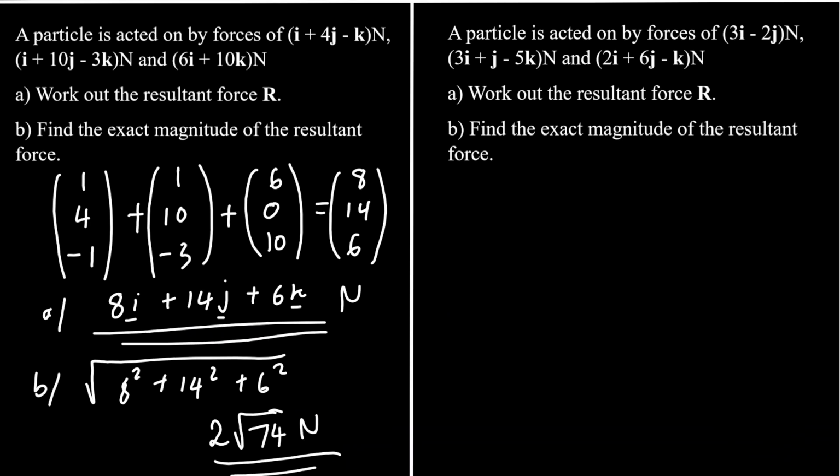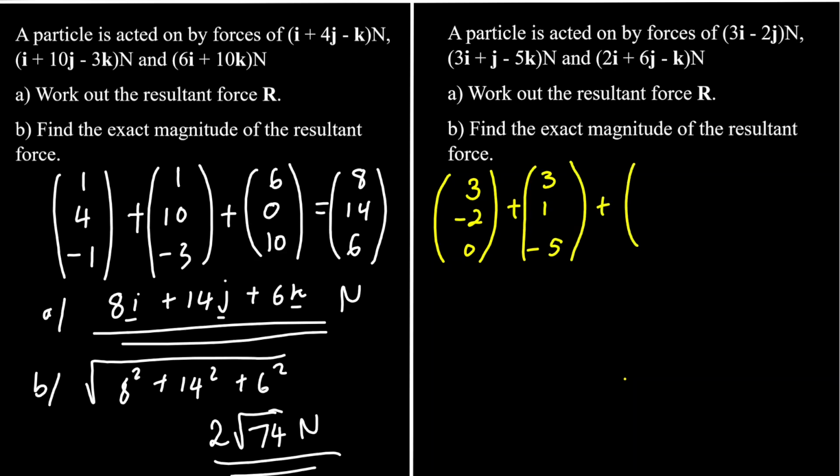One for you to try, see if you can give it a go. So we're working out the resultant force, so add all the forces together. The first one, we've got 3, -2, 0. We've got no k's. The second one is 3, 1, -5. And the third one is 2, 6, -1.